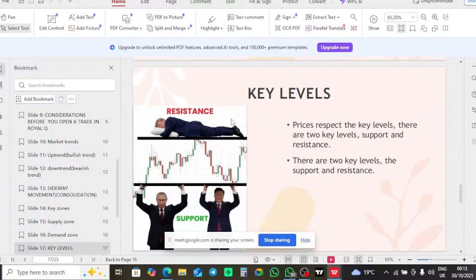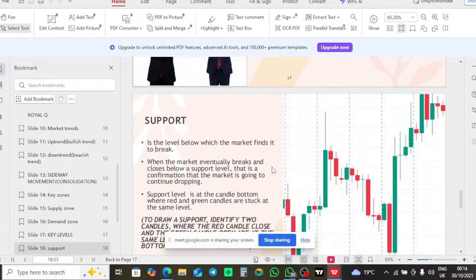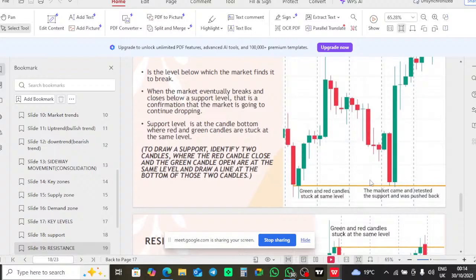We have key levels here, which are resistance and support, like I told you. Now the resistance is always up, then support is always down. The market has touched that level several times, therefore the line will become a support or resistance according to where it is. Price respects the key levels. There are two key levels whereby you have support and resistance. Are we together?